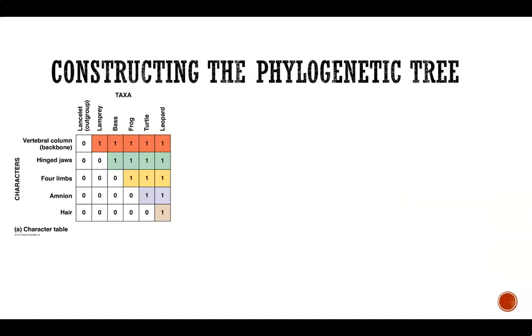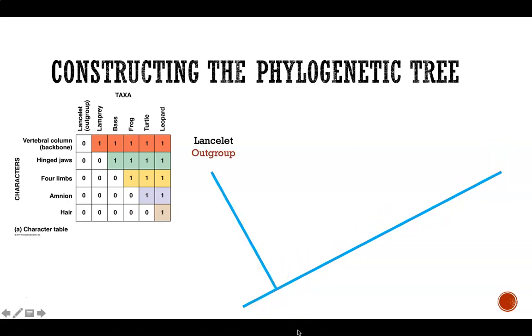So let's look at how we might use this information to make our phylogenetic tree. Remember, the first thing we have to do is identify our outgroup. So we have to identify the individual that doesn't share any characteristics with anybody else. In this case, that's going to be the lancelet. So let's start our axis. This is going to be our axis on which we are going to build our tree. And let's put in the outgroup.